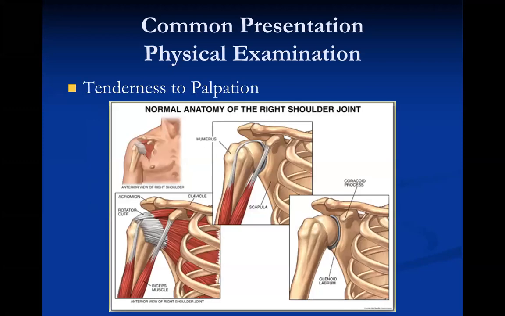So presentations on physical exam. Physical exam is very important in terms of diagnosing rotator cuff and shoulder injuries. First, palpate. Where is it sore? Over the rotator cuff? Is it sore over the biceps tendon? Over the acromioclavicular joint? Again, hands-on exam is very, very important to make a diagnosis.